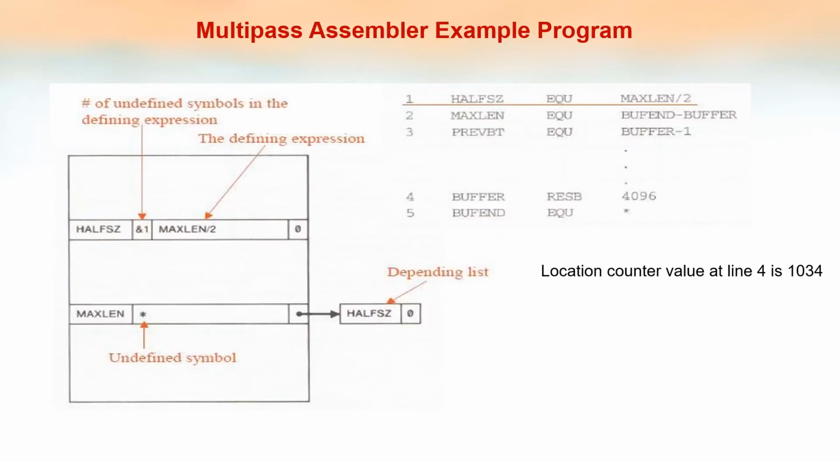Now we can consider one example program. In the example, the question will be given like this. Some definitions will be given in the question. For example, here 5 definitions of symbols are given, and the location counter value at a particular line will also be given. For example, at line 4 the value of the location counter is 1034. This much information will be given in the question, and we are asked to find out the value of each of the symbols. These are the symbols used in this program.